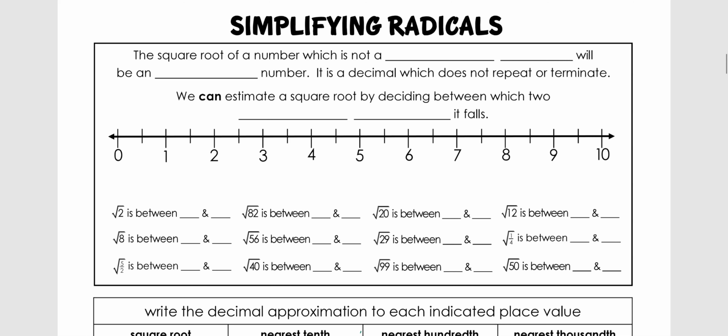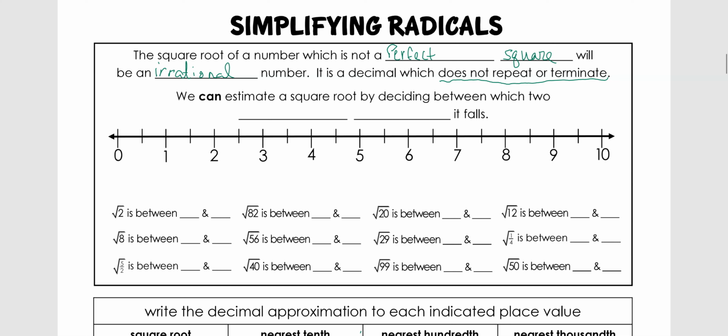Okay, so the square root of a number which is not a perfect square will be an irrational number. Now remember, irrational numbers are numbers that cannot be expressed as a fraction or a ratio. The decimal does not repeat or terminate. The most common one you're familiar with is pi. We would also include square root of 2 or the square root of any non-perfect square.